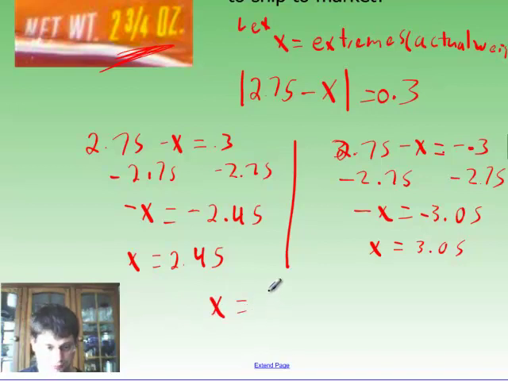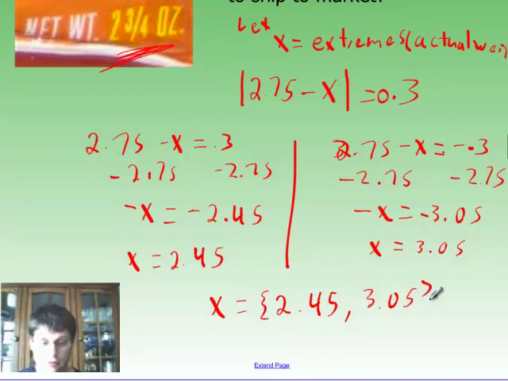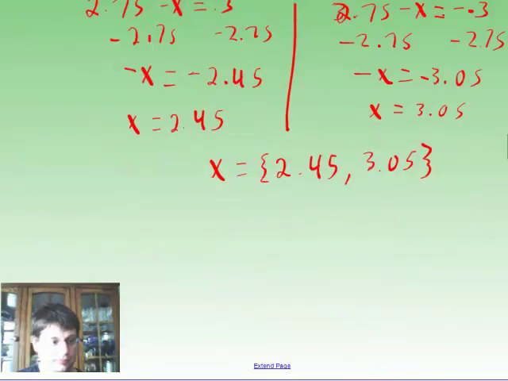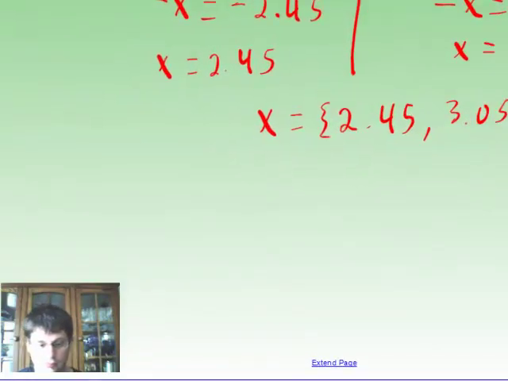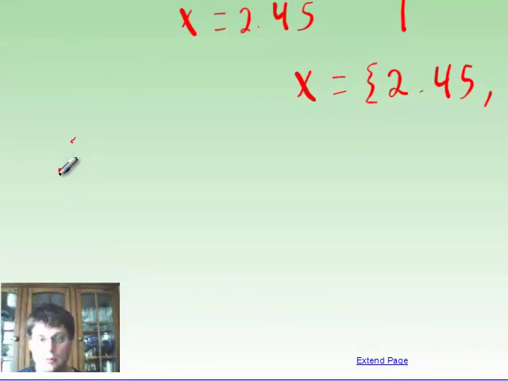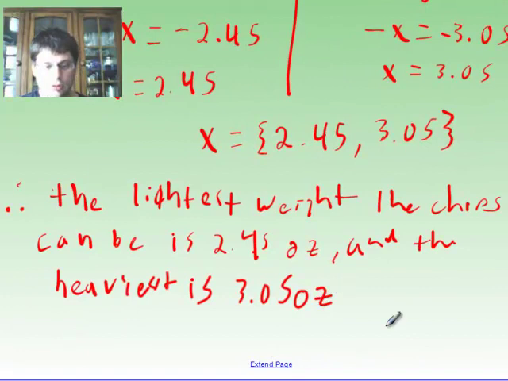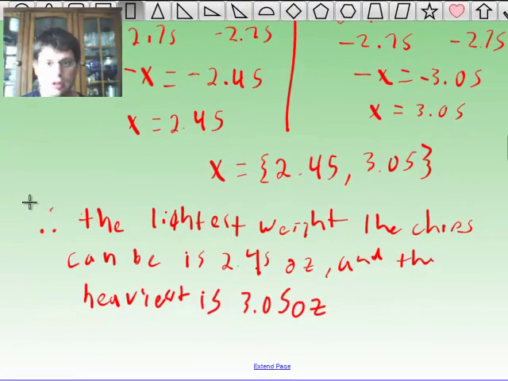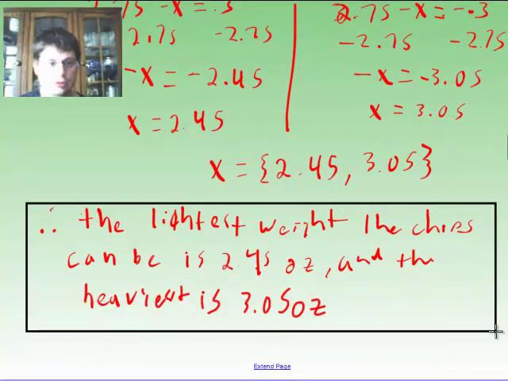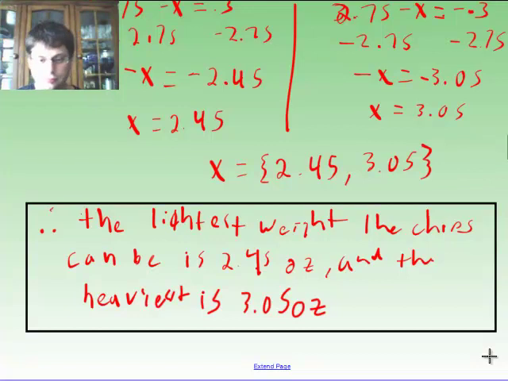So, we have our values for x. Since there's more than one answer, I'm going to use set notation: 2.45 and 3.05. And then we're going to write our therefore statement. So therefore the extreme weights are 2.45 and 3.05 ounces. And that would be our solution. So I box that in.